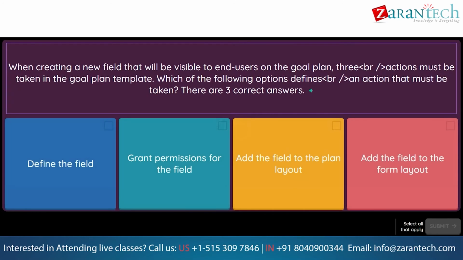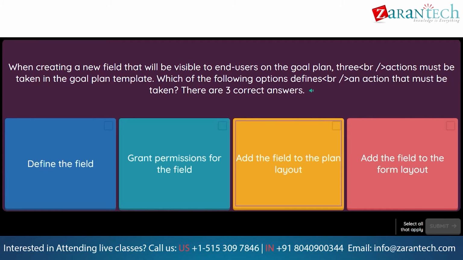Question: when creating a new field that will be visible to end users on the goal plan, 3 actions must be taken in the goal plan template. Which of the following options defines an action that must be taken? There are 3 correct answers. Option 1 define the field. Option 2 grant permissions for the field. Option 3 add the field to the plan layout. Option 4 add the field to the form layout.